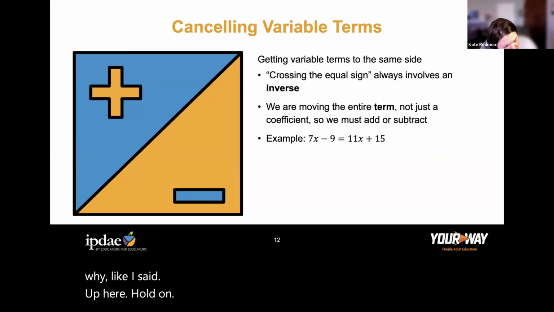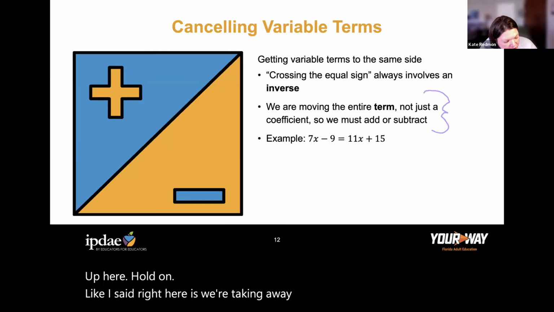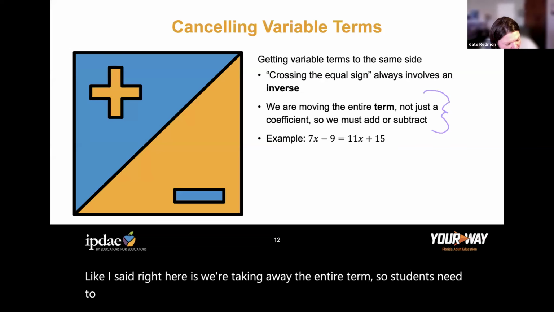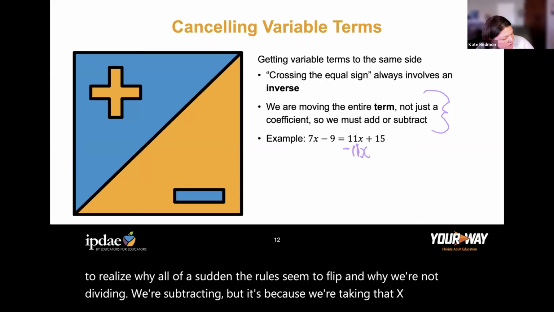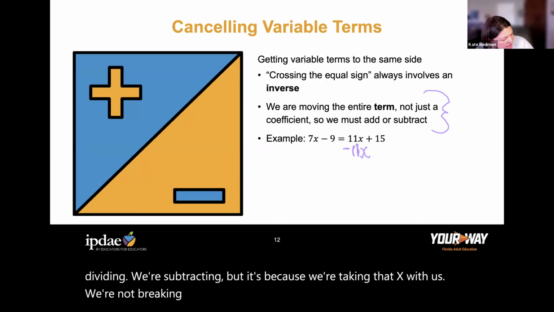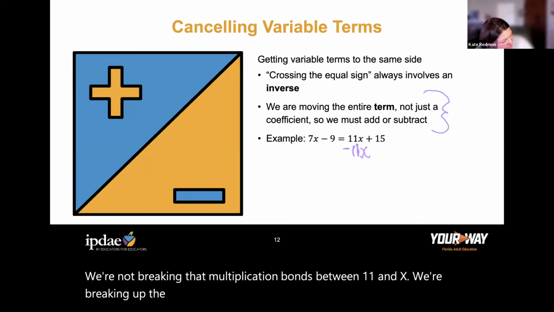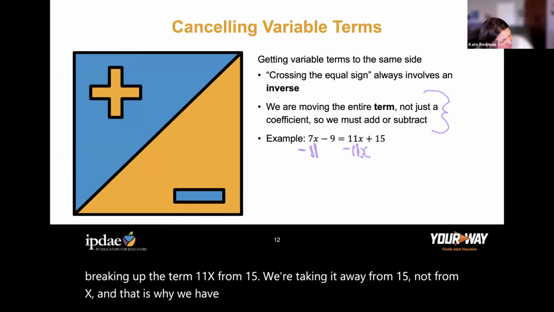Like I said right here, we're taking away the entire term. So students need to realize why all of a sudden the rules seem to flip and why we're not dividing, we're subtracting, but it's because we're taking that x with us. We're not breaking that multiplication bond between 11 and x. We're breaking up the term 11x from 15. We're taking it away from 15, not from x. And that is why we have to add or subtract always with terms.